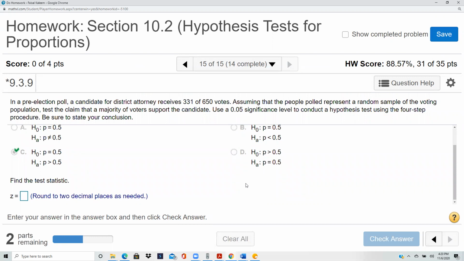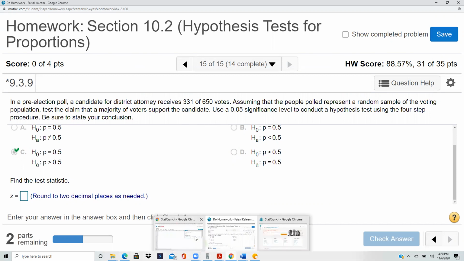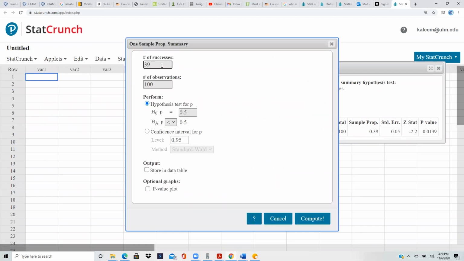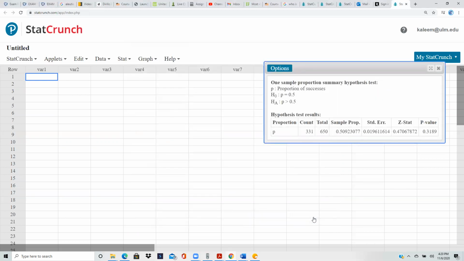Find the test statistics. So you have 331 out of 650. So I'll just edit this window. 331 out of 650. And we are looking for majority, so greater than 0.5 here. So 0.47.